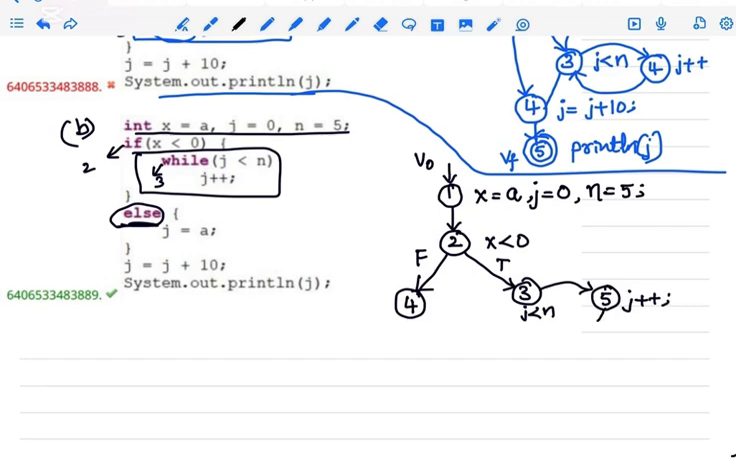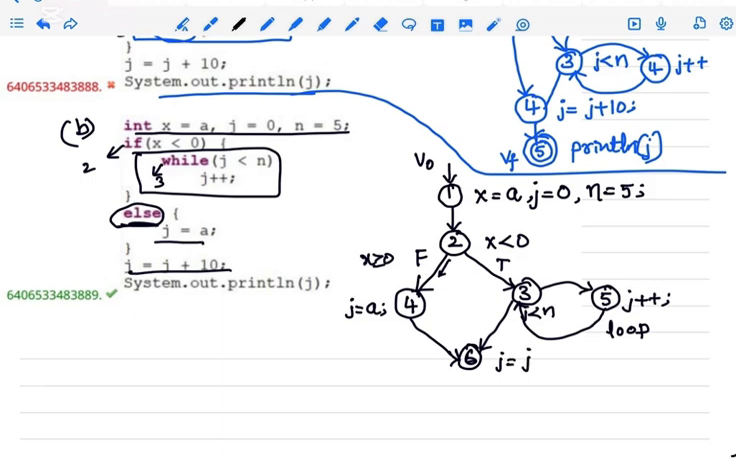Until the condition is false, it will reach the same node, the while loop condition. This is a loop, right? Whereas in the else branch, that is false, if x is greater than or equal to 0, it will come in this path. So at node 4, j equals a, initialization. After this, they will reach a node at the junction point. The statement is j equals j plus 10.